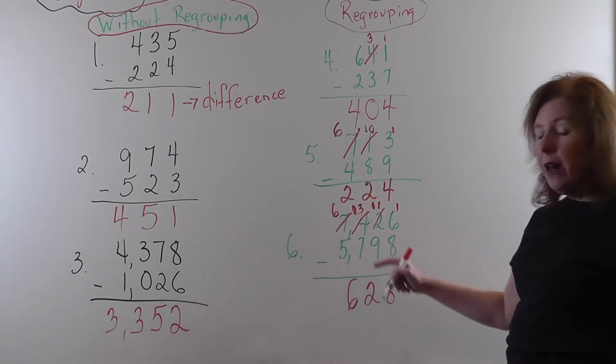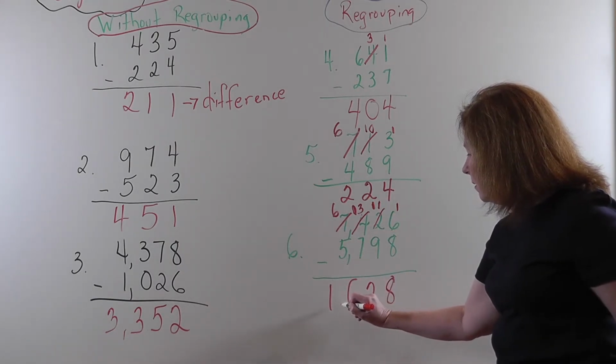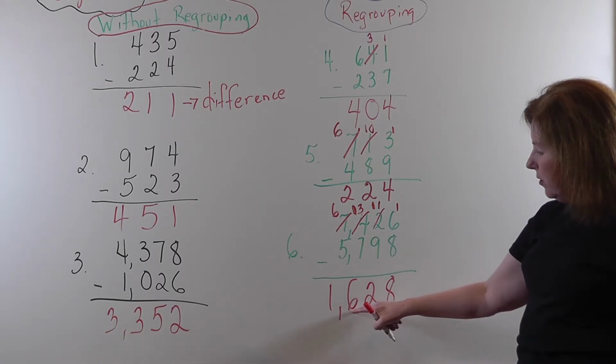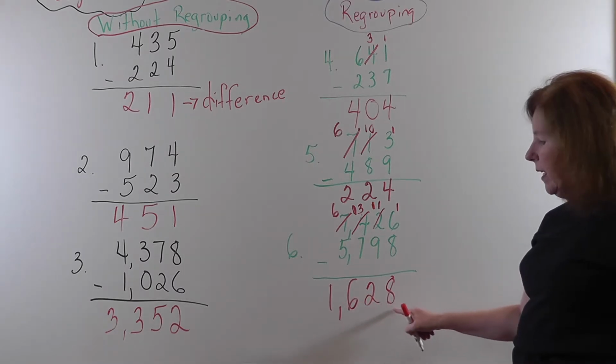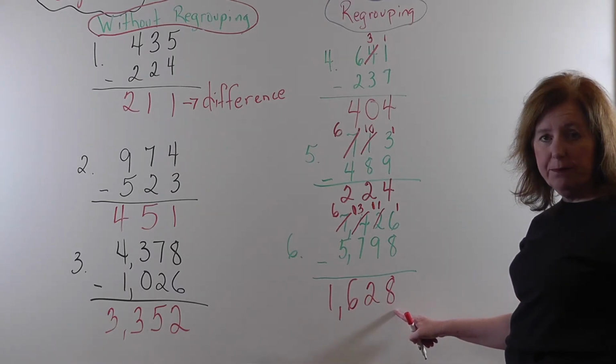And then I go 6 minus 5 is 1. And every 3 digits you set off by a comma. So that's 1,628 is my difference.